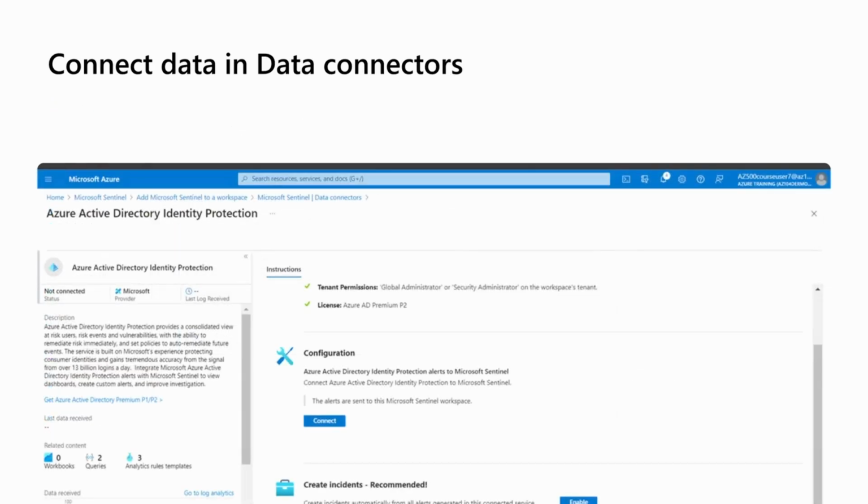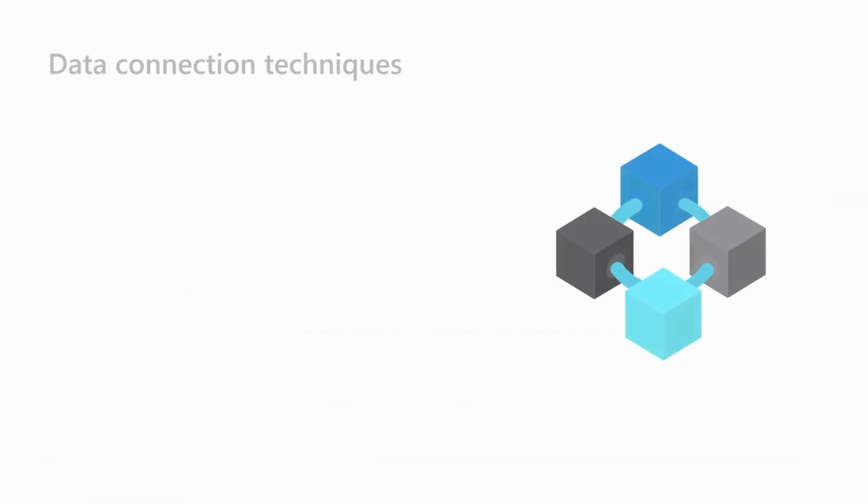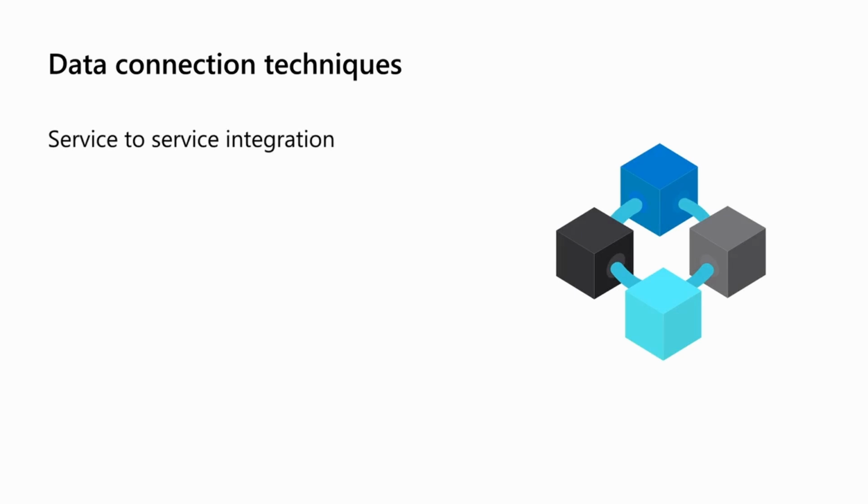Next, in the Configuration section, select Connect to connect data with Microsoft Sentinel, and the system will send the alerts to the Microsoft Sentinel workspace. Are you familiar with Microsoft Sentinel's various data connection techniques? Let's first look at the service-to-service integration data connection technique.